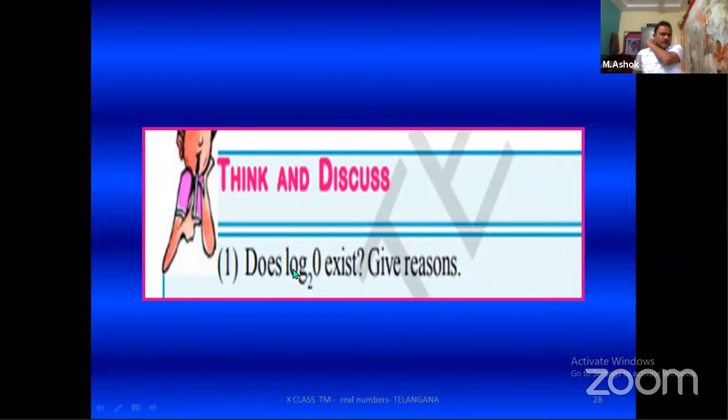So one question for you. Does log 0 for any base exist? Here it is given as log 0 base 2. Does it exist? Give reasons. We have discussed log 1 and log a and so on. So what about log 0? Think and discuss. I will tell you later.